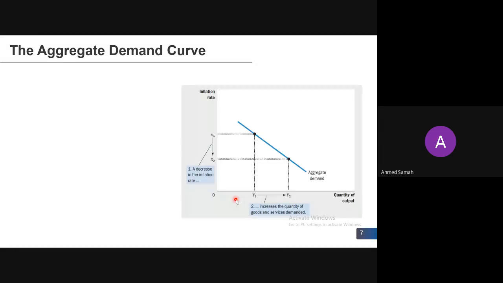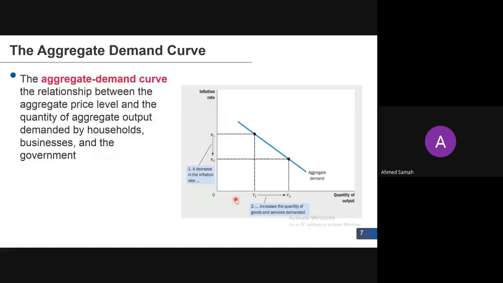So looking into more detail of the aggregate demand curve, the aggregate demand curve shows the relationship between the aggregate price level or the inflation rate and the quantity of aggregate output demanded by households, businesses, and the government. So on the x-axis we have the total aggregate output or the real GDP, and on the y-axis we have the general price level measured in inflation rate.